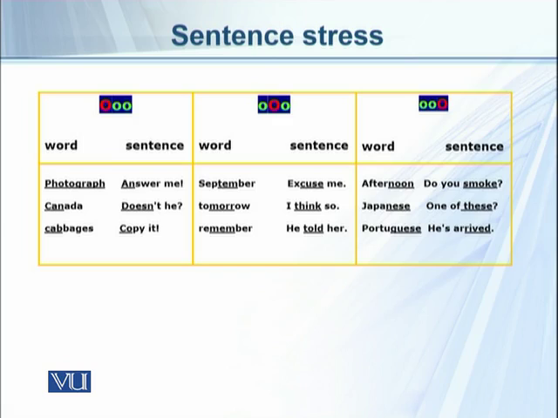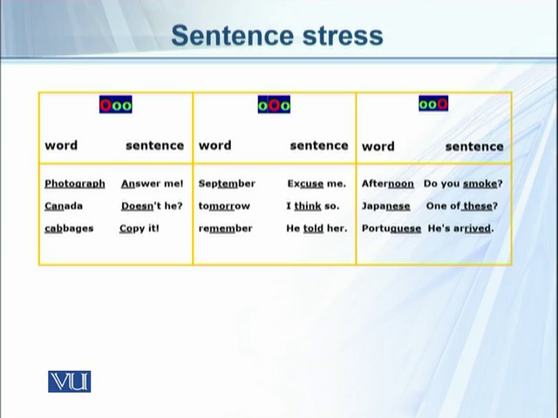For example, like words, you can look at this aspect. We have the word photograph, and we have a sentence which has the same stress pattern. The word photograph has three syllables. The first one is stressed, and the second and third are unstressed. Similarly, we have a sentence, answer me. It has one stress and two unstressed syllables. Similarly, the word Canada has three syllables. The first is stressed, and the other two are unstressed. Similarly, we have the sentence, doesn't he? The first is stressed, and the second two syllables are unstressed.